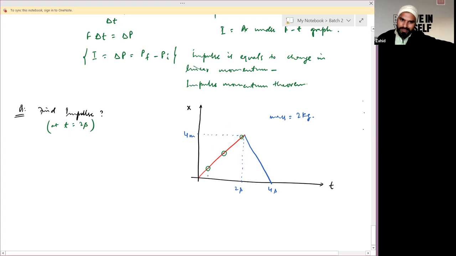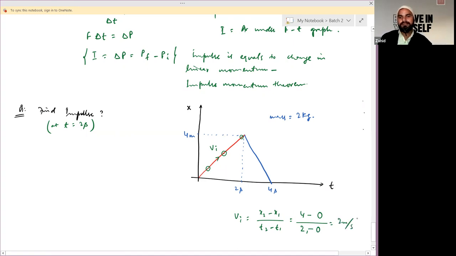Slope is equal to y2 minus y1 divided by x2 minus x1. So let's say the initial velocity while going will be x2 minus x1 divided by t2 minus t1. If you put the coordinates, x2 is 4, x1 is 0, t2 is 2, and t1 is 0. So you will get 2 meters per second. Is it clear? Yes.